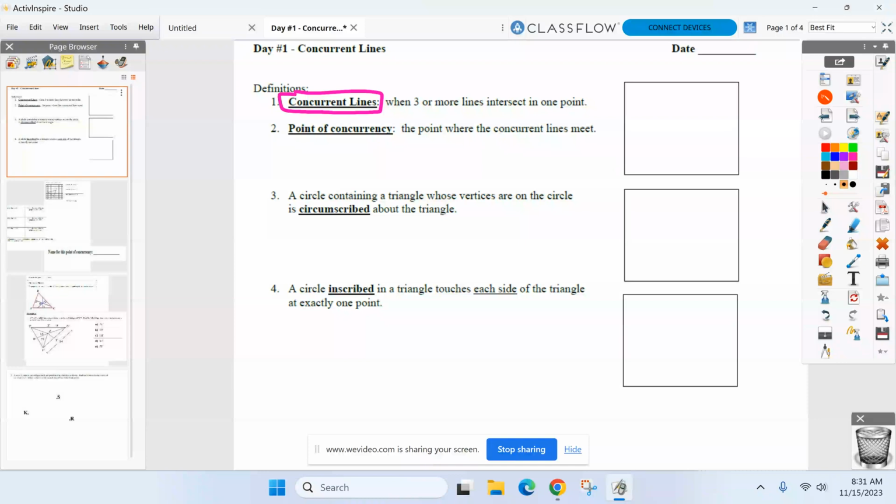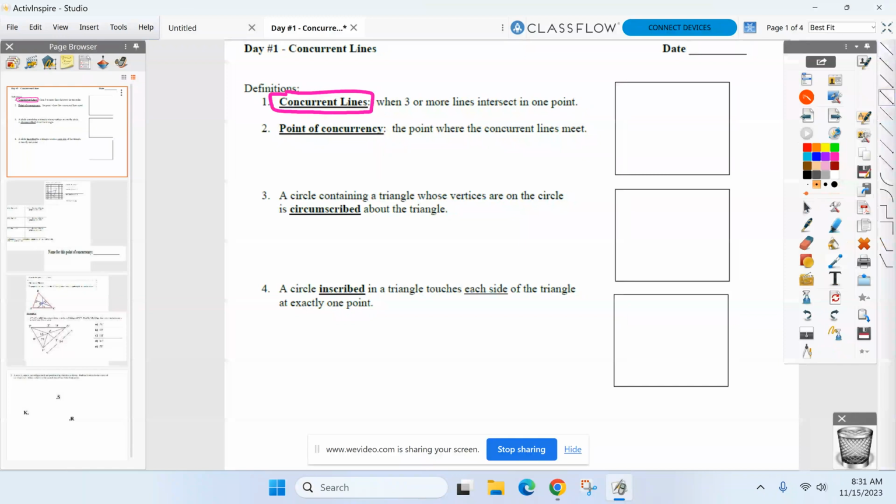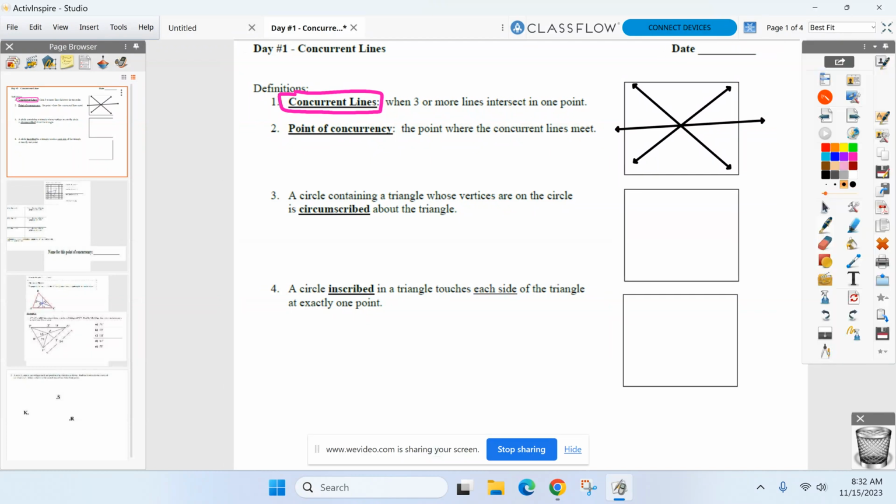So the first one, concurrent lines. In the first box right now, draw. I don't need a compass or a straight edge. Just draw me 3 lines that all intersect each other at a single point. I don't care what angle they come in, they all intersect at the same point. Those 3 lines you just drew are called concurrent. They're concurrent lines because there are 3 of them and they all intersect at the same point.